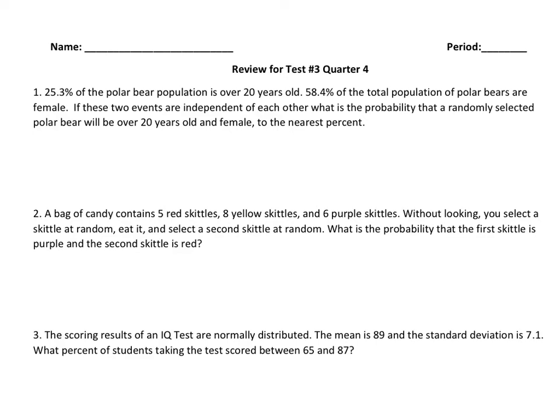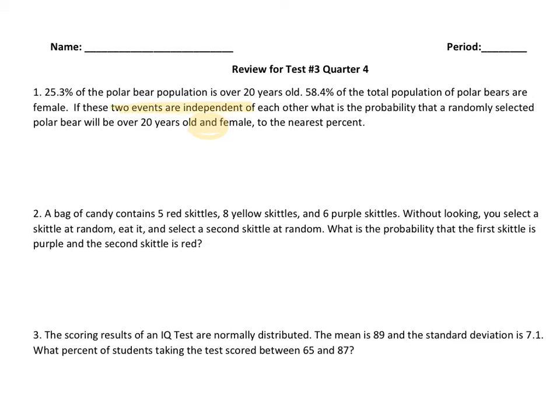So the first question says 25.3% of the polar bear population is over 20 years old, 58.4% of the population is female, and these two events are independent of each other. What's the probability that the randomly selected polar bear will be over 20 years old and female? So right here I see the word "and," which means that I can multiply only if the events are independent, and they tell me that right there. If the events are independent, you can multiply the probabilities.